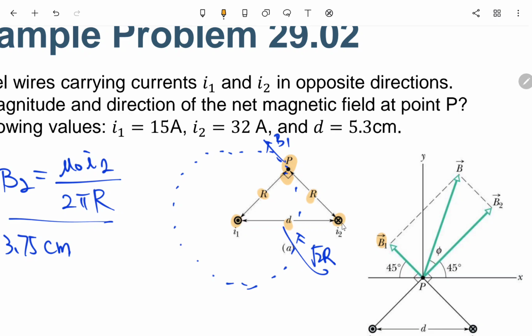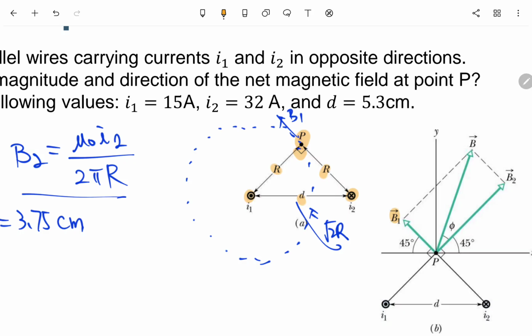And similarly for I2, I2 is pointing into the page, so you use a thumb pointing into the page. Your fingers will be like this, so the B field is actually clockwise. Over the whole circle, the magnitude of the B field should be this value, but at point P, B2 should be pointing to this direction, because the B2 over that circle should be clockwise. So here we have B1 here and B2 here.